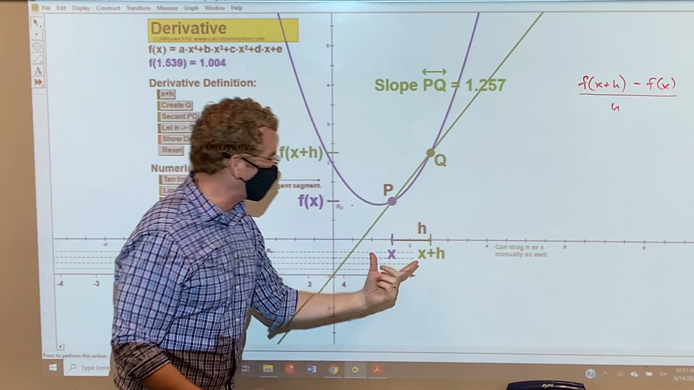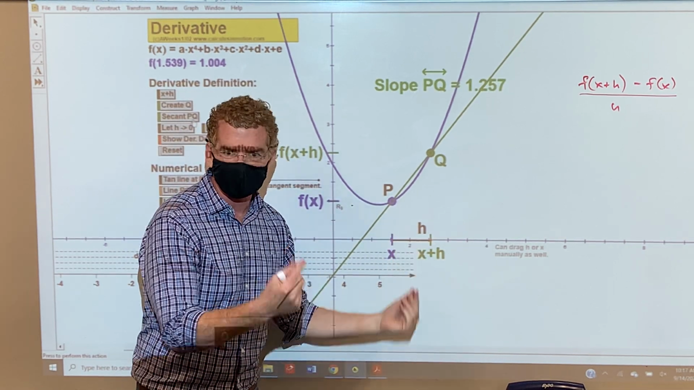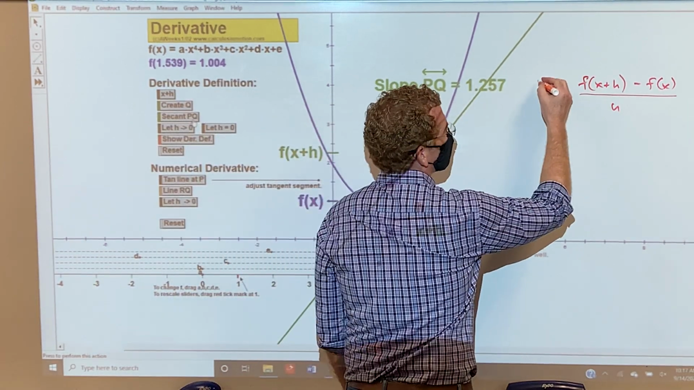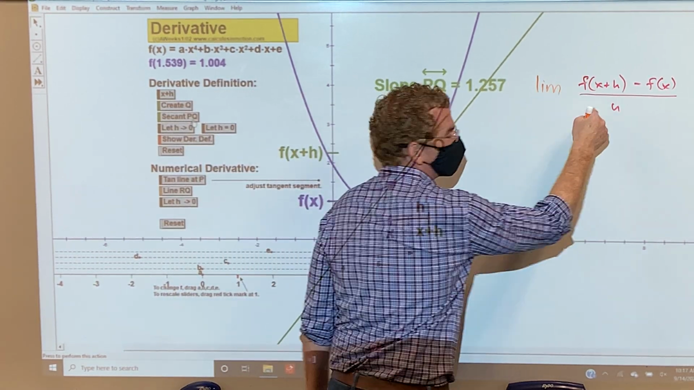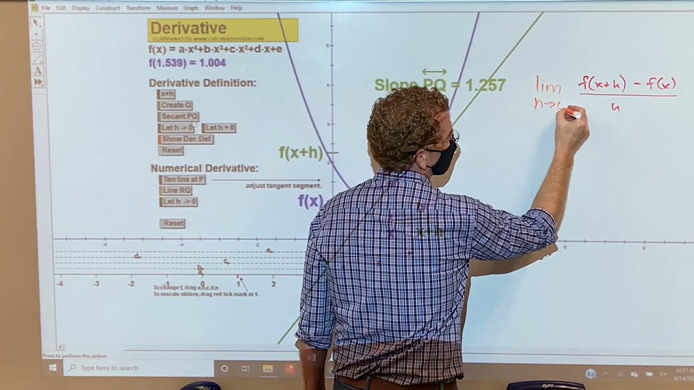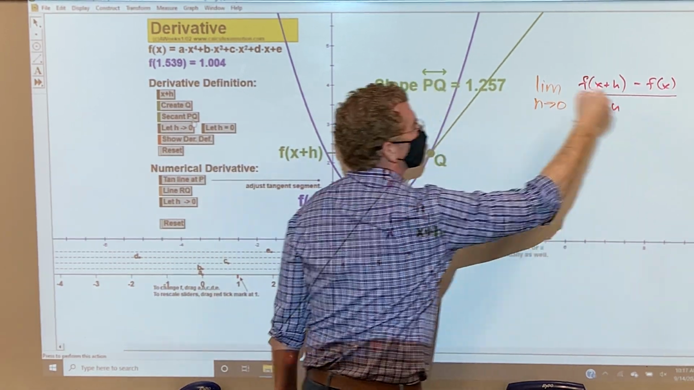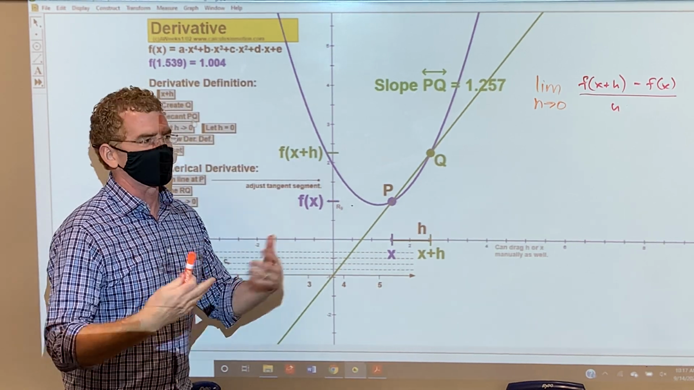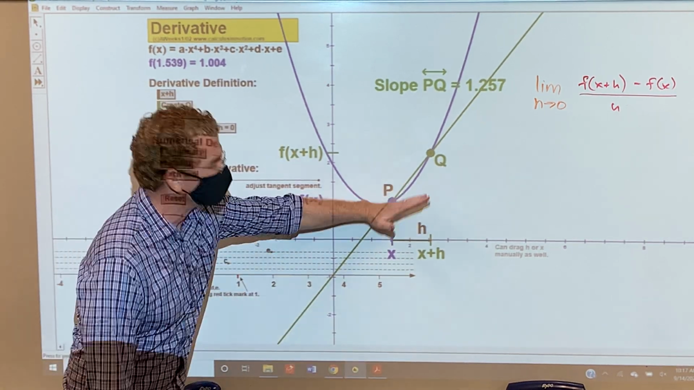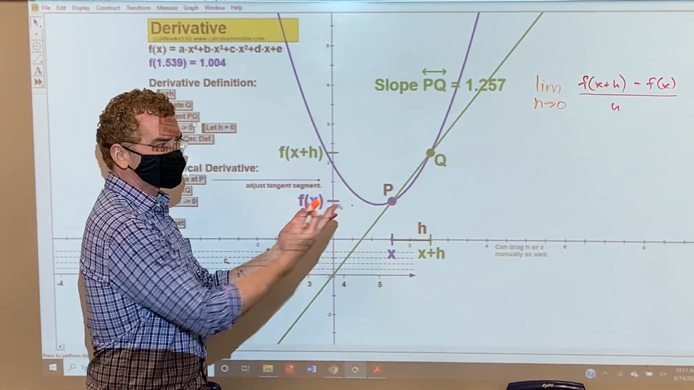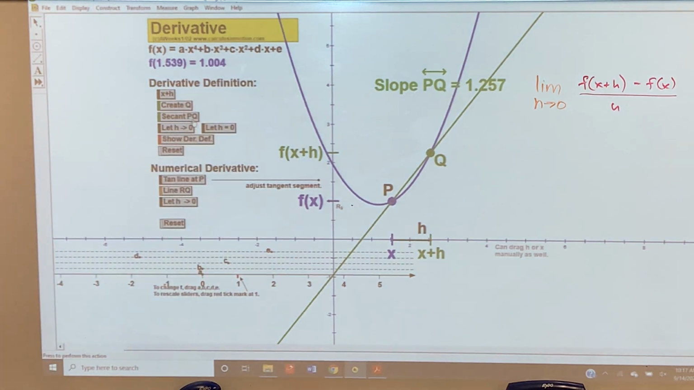Now what does h going to 0 sound a whole lot like? A limit. So they said, okay, if I were to take the limit of this, as the h value goes to 0, then this slope of the secant line becomes what? The slope of the tangent line. And the slope of the tangent line is your derivative. And it's that simple.